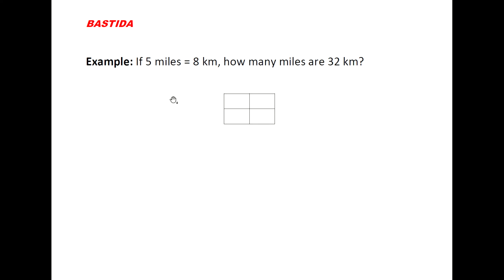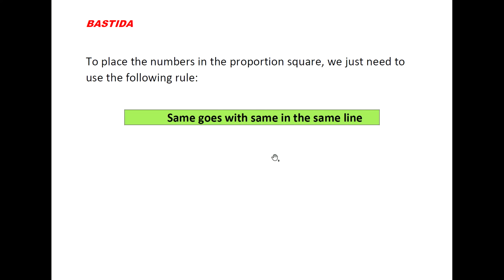Okay, the first step then is to place these three numbers in the four cells. And to do that we are going to use a simple rule, this rule here. Same goes with same in the same line. This means that if two numbers are same in any way, they should go either in the same row or in the same column. And normally it's very easy to see when two numbers are same. Okay, so we apply this to this example.